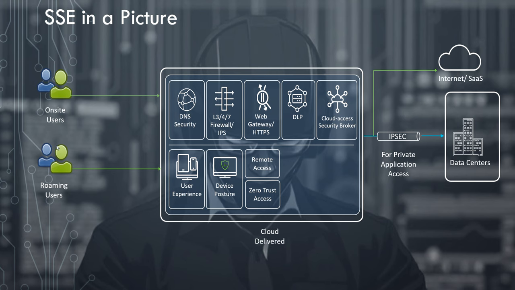So your users are guaranteed secure connectivity to internet destinations, software applications as a service like ServiceNow, all these SaaS-based products. In addition, it will also provide remote access VPN to your application hosted in data centers. These data centers could be on-prem data centers, co-located, or in any public cloud. And the connectivity between your data center and the cloud platform could be an IPsec tunnel.